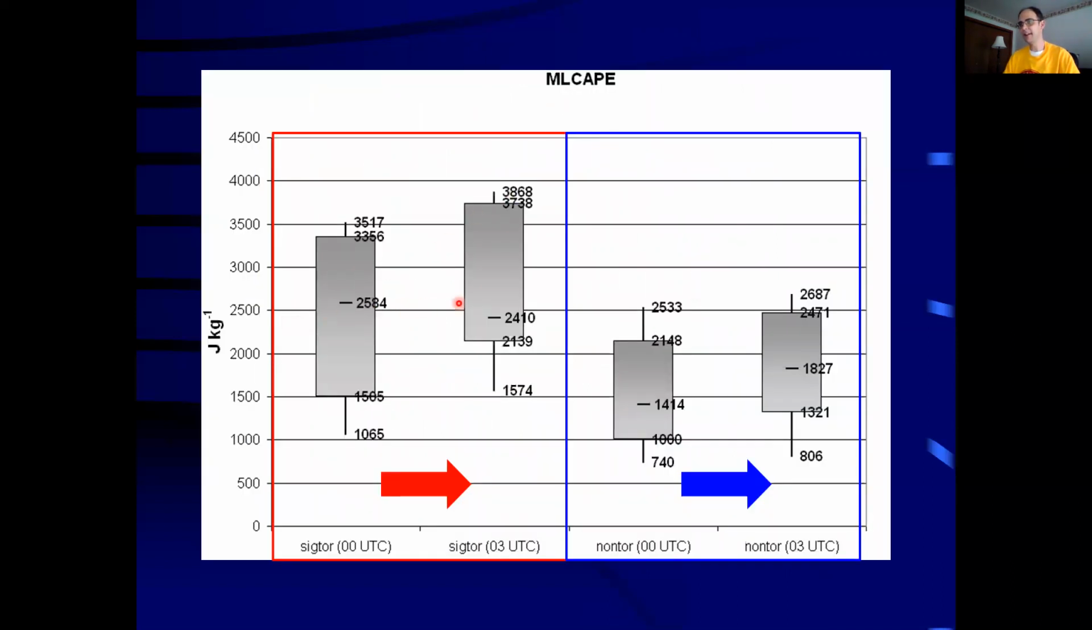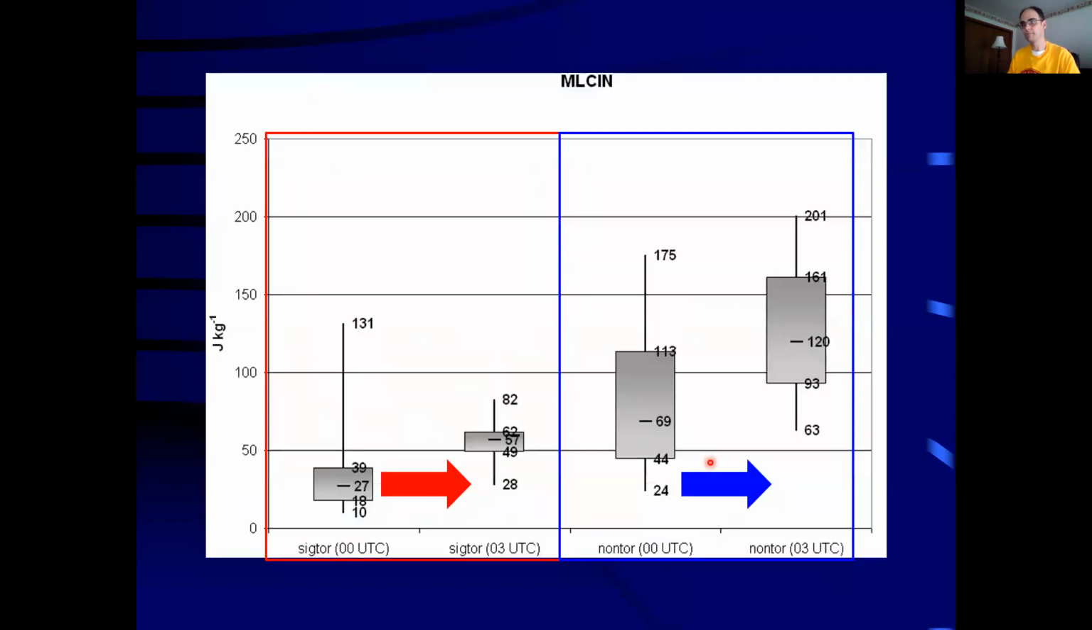Again, comparing the mixed layer CAPE between the significantly tornadic cases at 0Z and 3Z, these are box and whisker plots. You see again your CAPE generally remains the same or even increases in some cases due to the low-level moistening as we go from 0 to 3 UTC. The non-tornadic cases, not surprisingly, have a little bit less CAPE showing up there. Also an increase here, but again, more modest CAPE values in the non-tornadic cases.